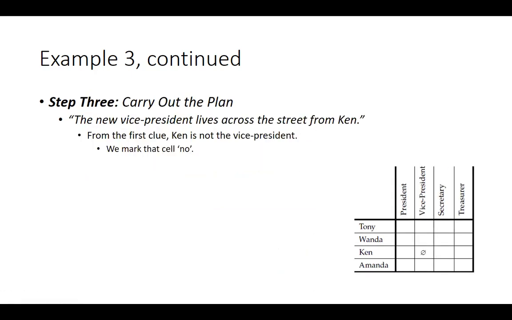Carry out the plan. The new vice president lives across the street from Ken. From this first clue, we can tell that Ken is not the vice president because they live across the street from each other. So we mark the cell where Ken would be vice president as no.